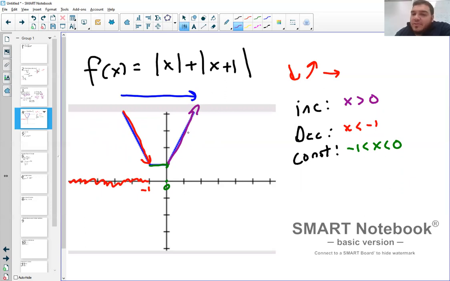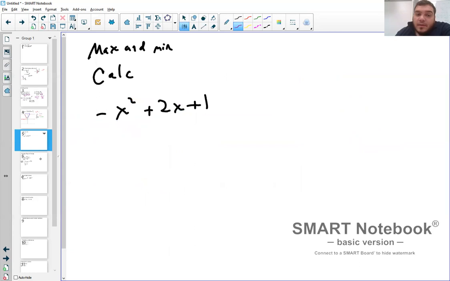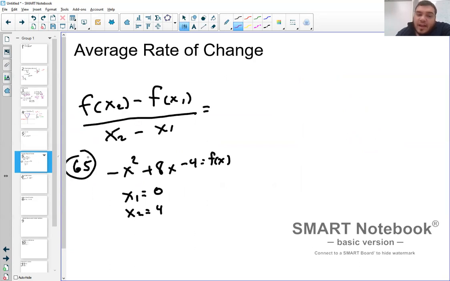So on the test, I think we're just going to give you a graph and you're going to tell us increasing, decreasing, constant. All right, max and min is calculator. I'll do that in a separate video so I can set it up so the calculator can actually show on my screen. Next one is the average rate of change.